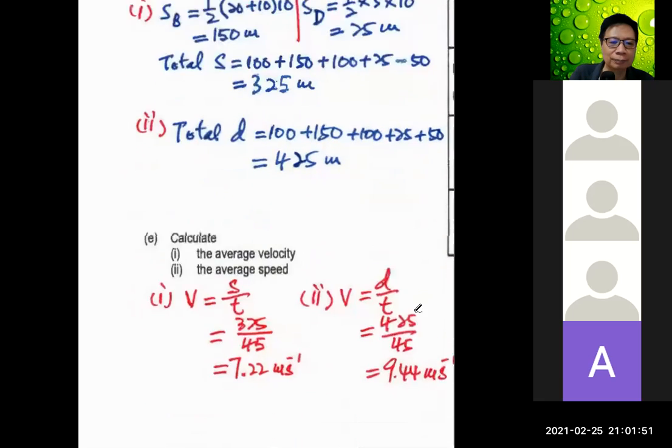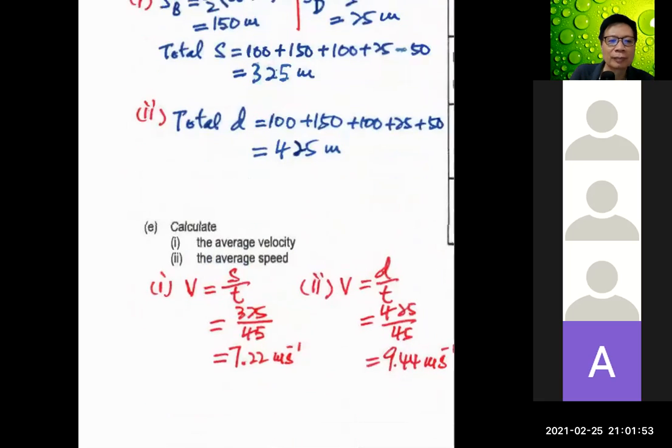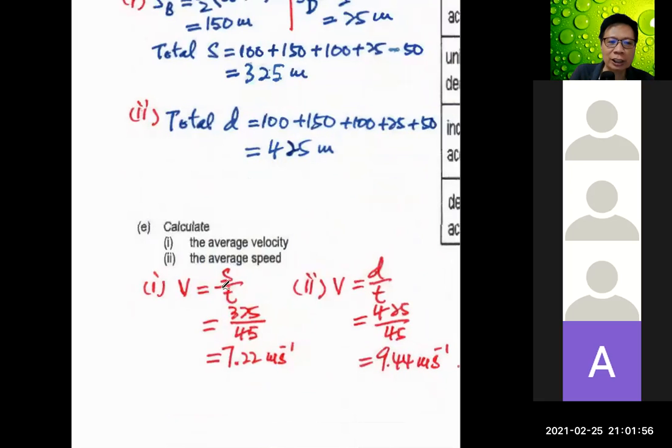Now you see the answer. For average velocity, you take displacement divided by time. Displacement is 325. Time, you see the graph, total time from 0 to 45 seconds. So you get 7.22 meters per second. Then for average speed, you take distance divided by time. Distance is 425. Total time is the same, 45 seconds. So you get 9.44 meters per second. Okay, take down the answer.